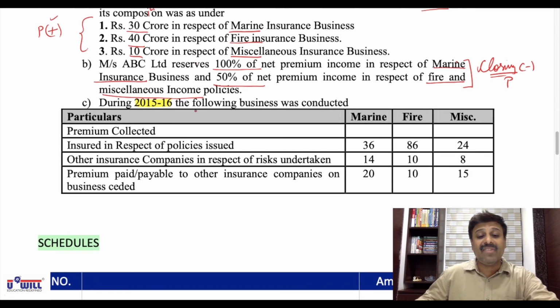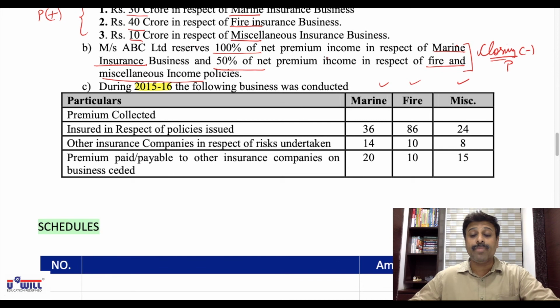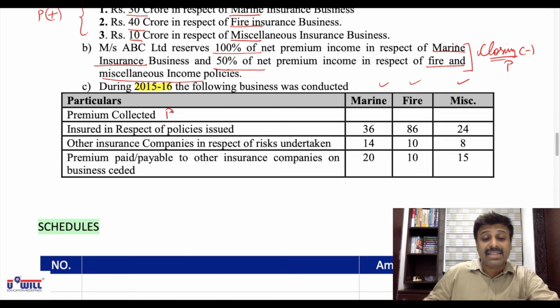Now during the year 15-16, the following policies were conducted. Marine, fire and miscellaneous business, so we'll be doing it in 3 columnar form. If you remember, I told you earlier also, we have to make a revenue account separately for each and every business, but we will be doing it in columnar form. Premium collected, we will start with this. Premium collected and insured in respect of policies issued. So this is the main income. This complete is one sentence.